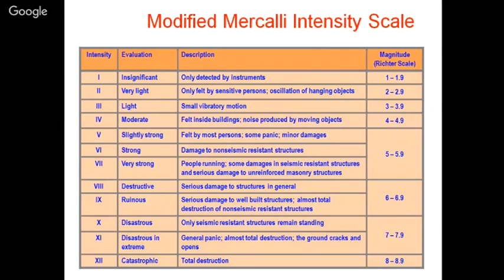Very light: only felt by sensitive persons. Oscillation of hanging objects. As you can see, the pendulum is moving. If you have an old type of clock in your home, the pendulum simply vibrates a little bit. Your fan starts vibrating slightly, and things like that. Light: small vibratory motion. Moderate: felt inside buildings.